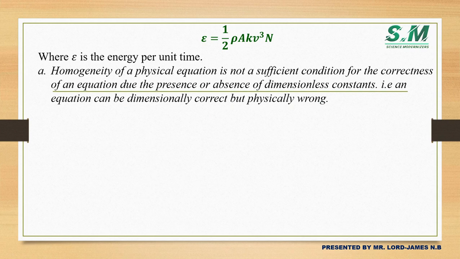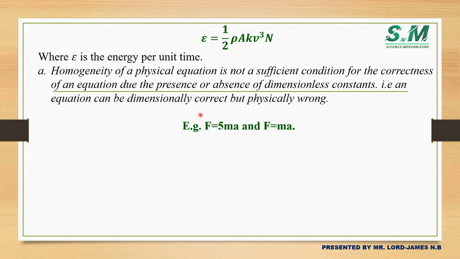Let's take Newton's second law of motion, which states that the rate of change of momentum is directly proportional to the applied force and takes place in the direction of the force. From there, Newton had to deduce that F is equal to ma. Now, F being equal to ma, this is the statement of Newton's second law. F is equal to ma, but F is equal to 5ma is homogeneous. This equation is homogeneous, but 5 is a dimensionless constant, which makes this equation physically wrong.